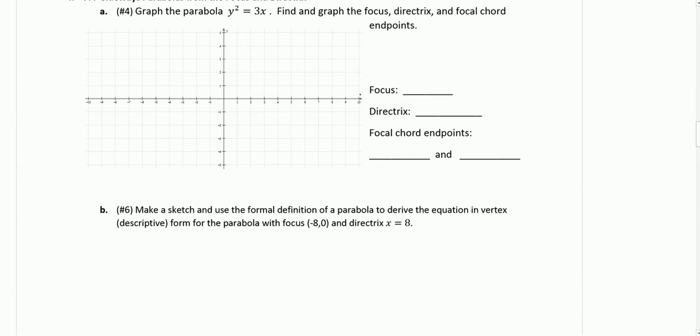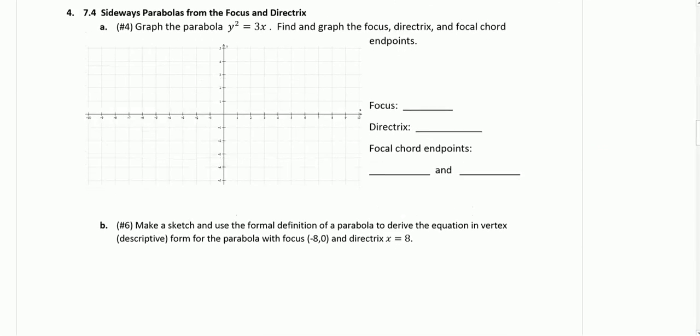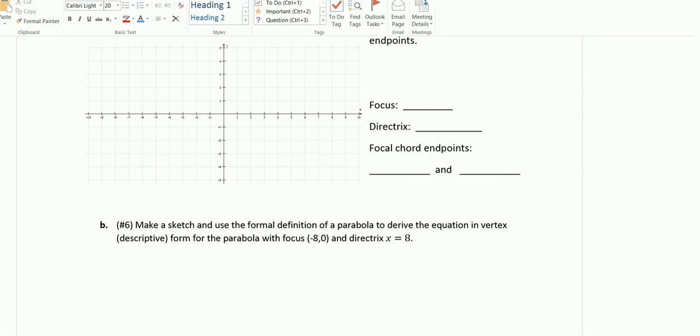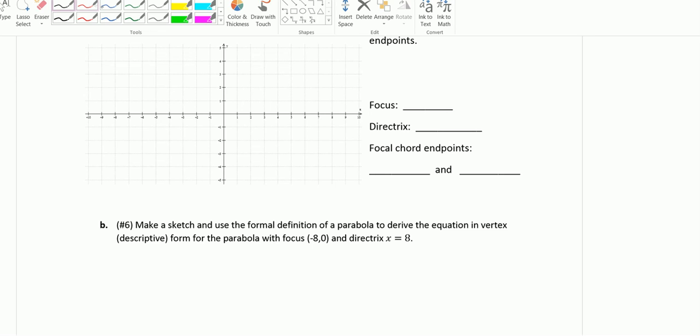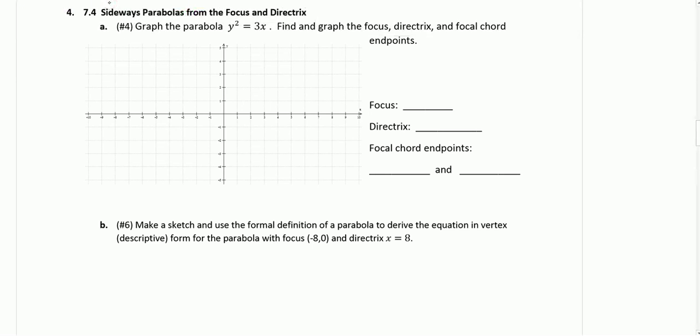Number 4. This is from 7.4, sideways parabolas from the Focus and Directrix. And this is taken from worksheet 4, and we're going to look at number 4 and number 6 from that worksheet. So number 4, or part A, says to graph the parabola y squared equals 3x and find the focus, directrix, and focal chord endpoints.